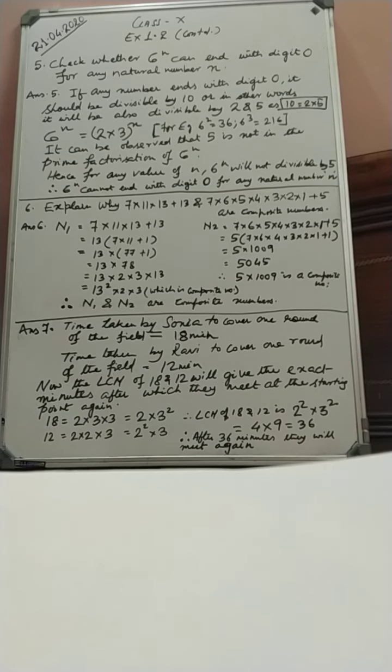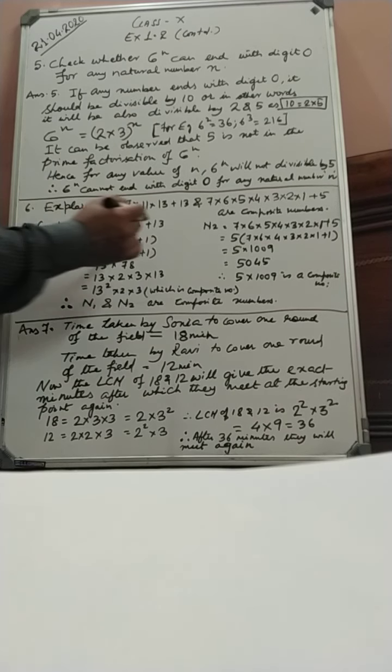Okay, now come to question number 6. Explain why 7 into 11 into 13 plus 13 and 7 into 6 into 5 into 4 into 3 into 2 into 1 plus 5 are composite numbers. So let us come to the first number.